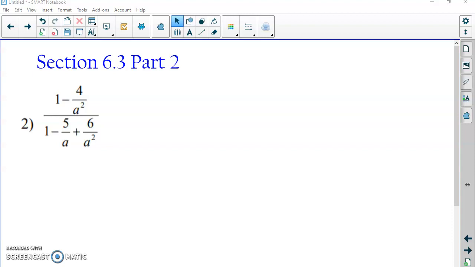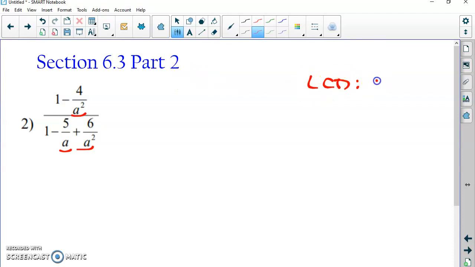So number 2 from yesterday, we have this complex fraction. I'm going to solve this using method 1. Method 1 is to multiply the numerator and denominator of your big complex fraction by the LCD of all of the little denominators. In this case, our LCD of all the little denominators is a squared. So multiplying top and bottom by a squared. That in red is an equivalent of 1. Anything over itself equals 1.